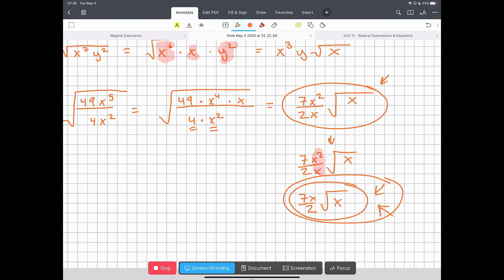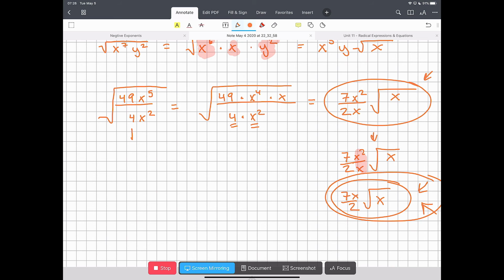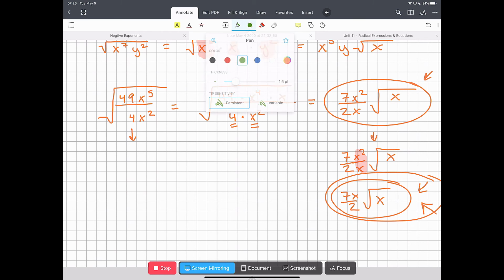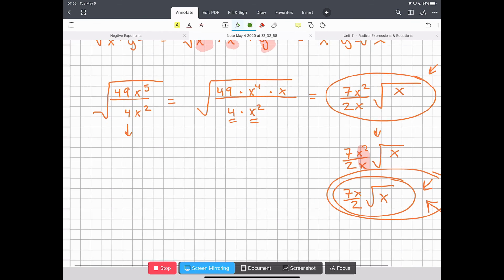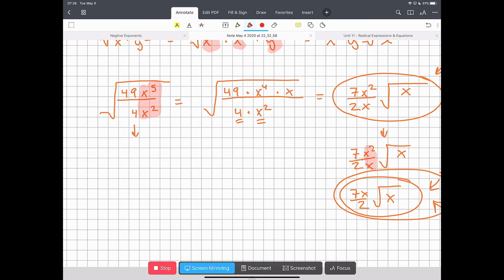There's an alternate way to get to that answer, and it goes like this. I'll do this one in green. We can start inside the radical sign first, and we can focus on right here and use our dividing exponents with the same base rule. So this would give me 49 x to the third over 4.